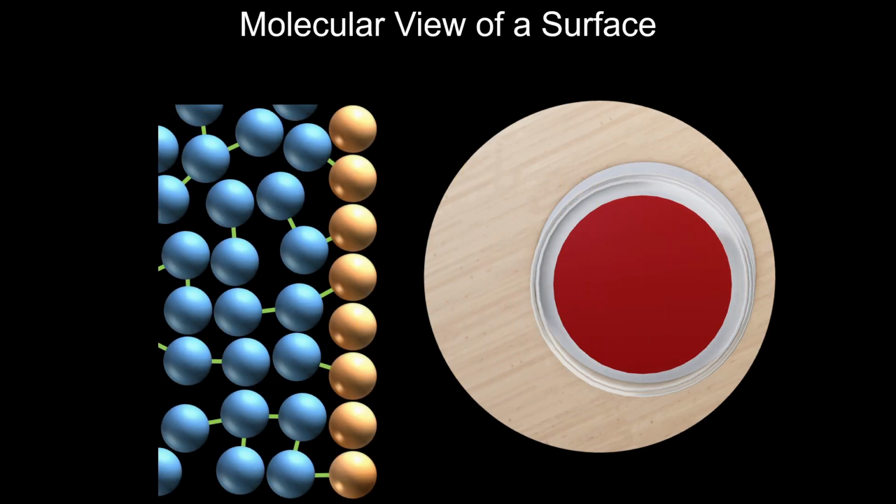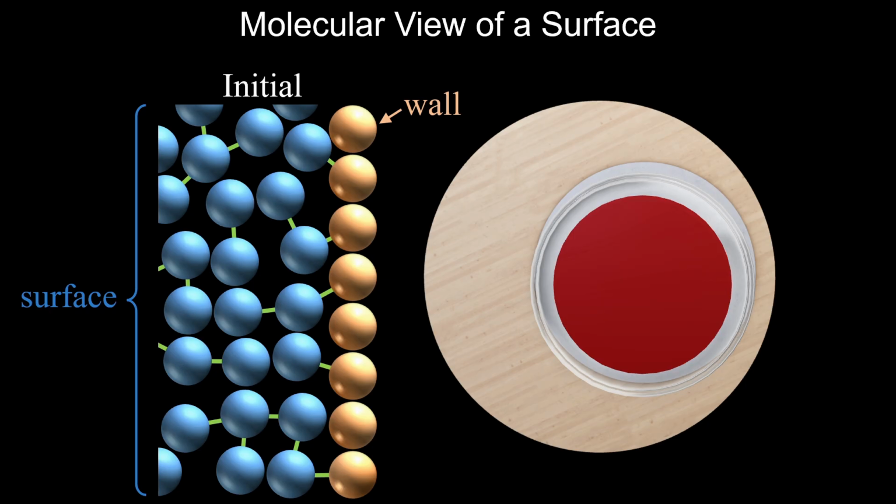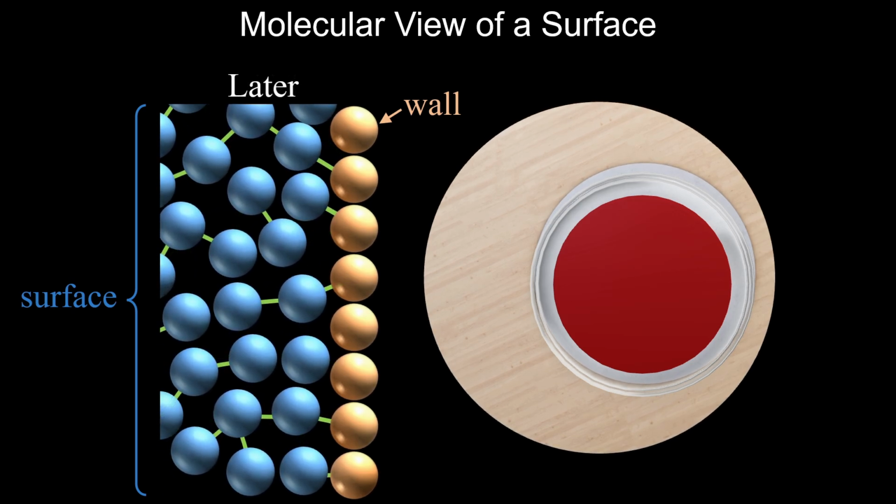The gold spheres represent the wall. The blue spheres represent the surface. The green lines indicate the increased separations and attractions. These separations between molecules are constantly changing. This represents an initial arrangement of attractions between molecules. This is a later arrangement of attractions.